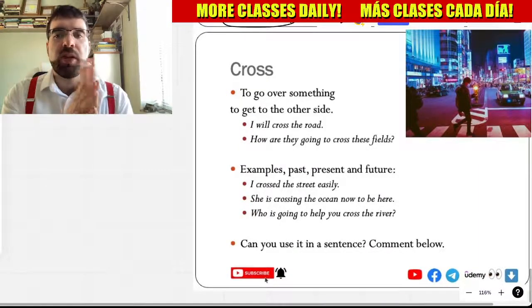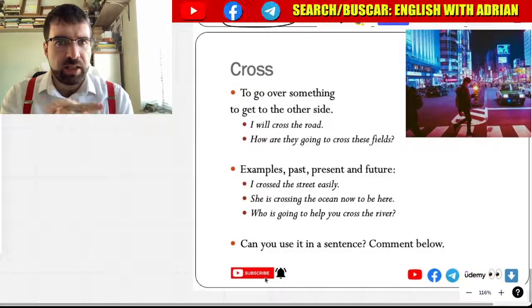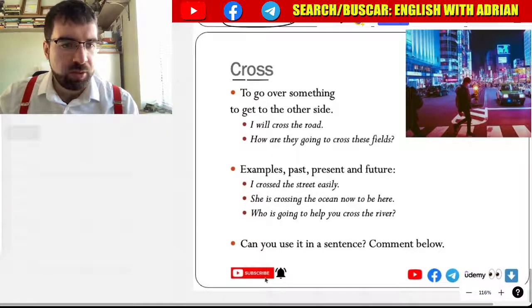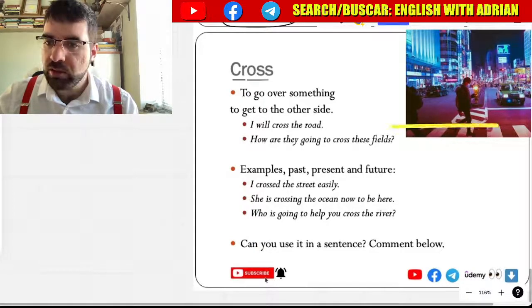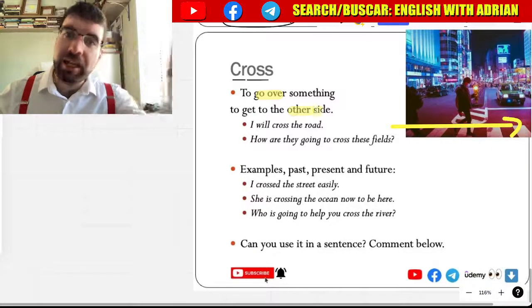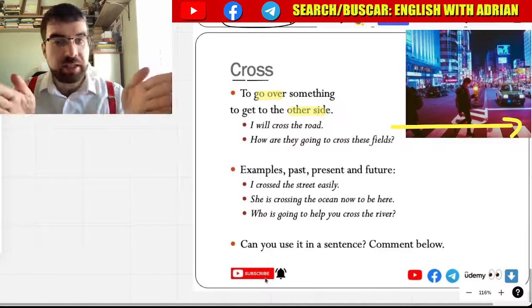All right, so language explorers, let's look at today's Tuesday verb. Cross, cross, cross. Here we are, like crossing the road, yeah. To go over something to get to the other side. This side to that side, cross.